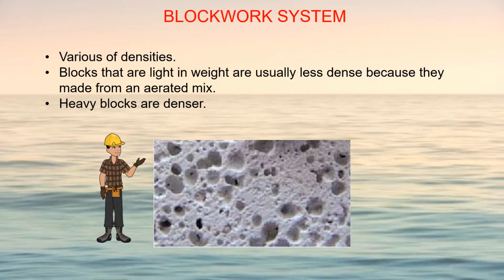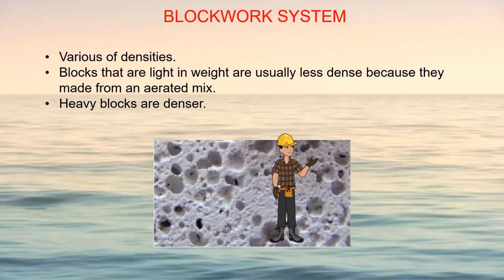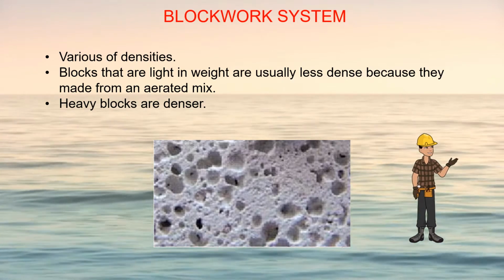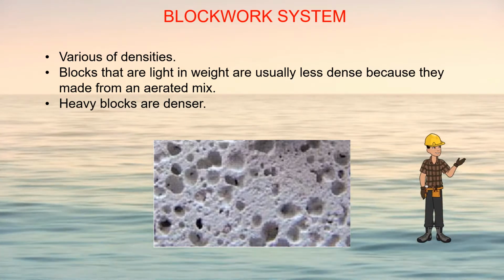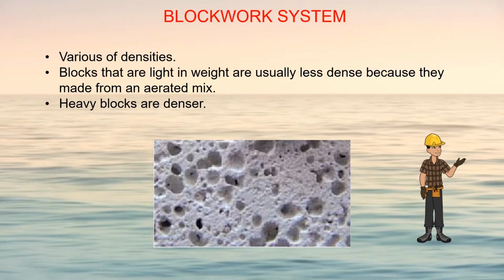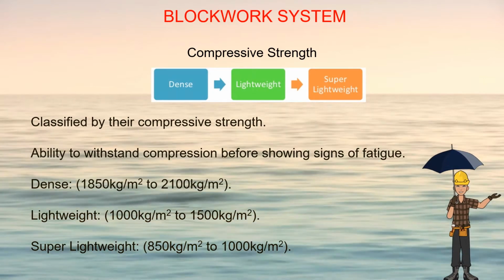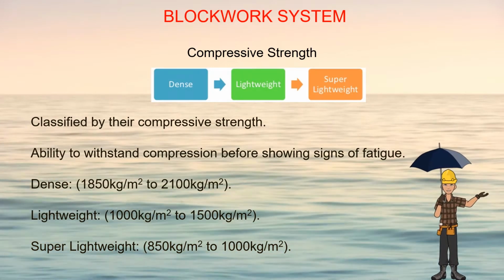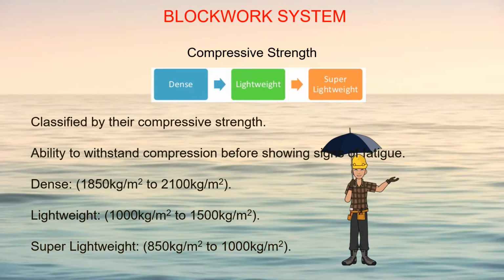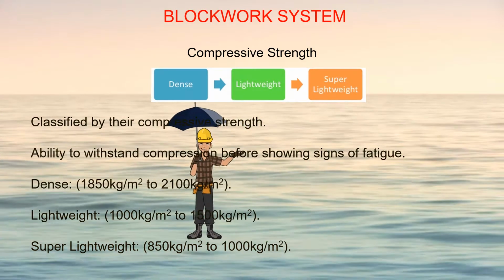Blocks are available in a range of densities. Blocks that are light in weight are usually less dense because they are made from an aerated mix. The heavier blocks are normally denser. Concrete blocks are classified by their compressive strength. This is their ability to withstand compression before showing any signs of fatigue.